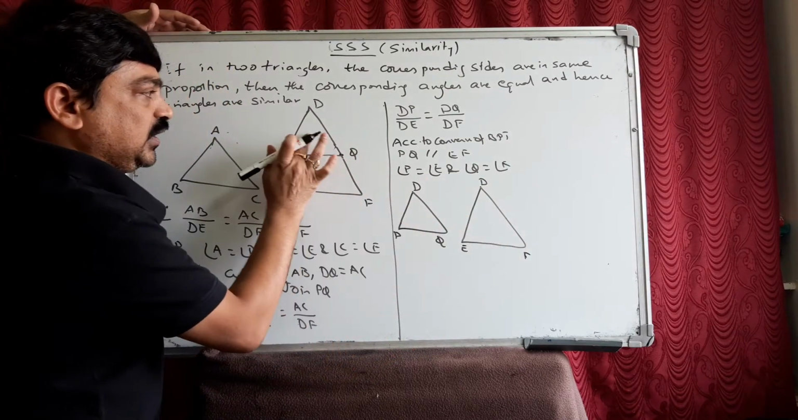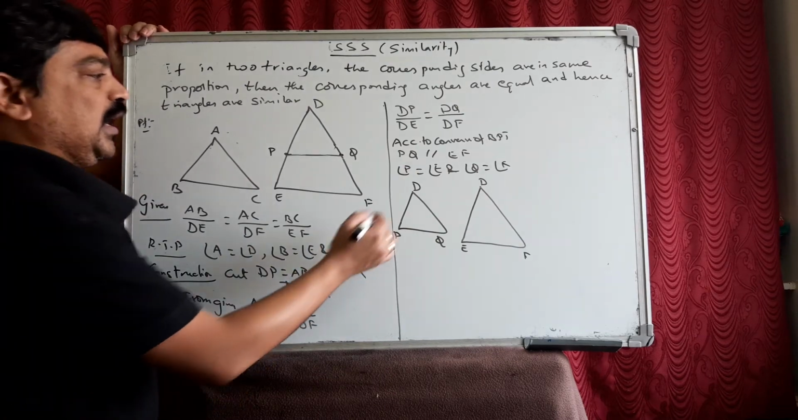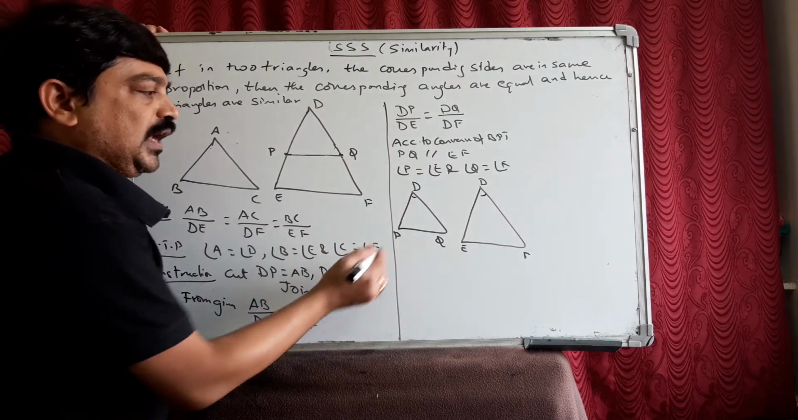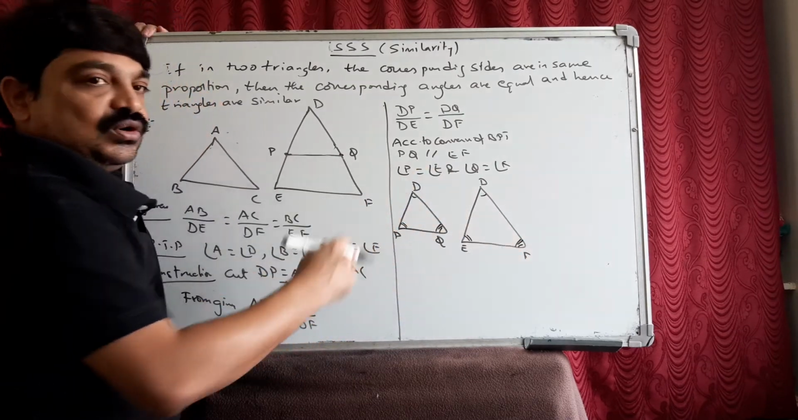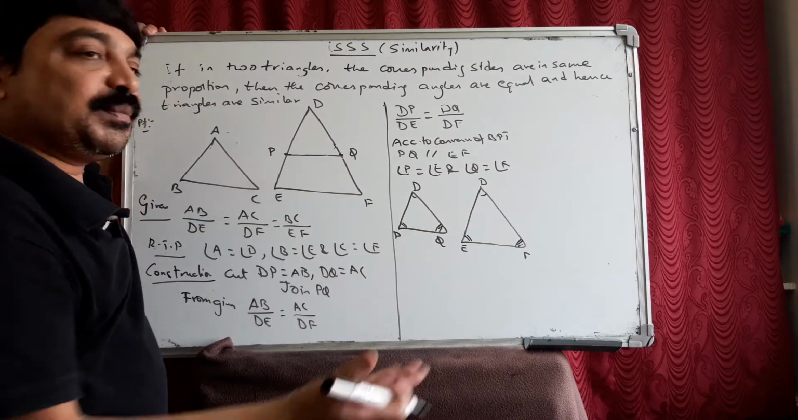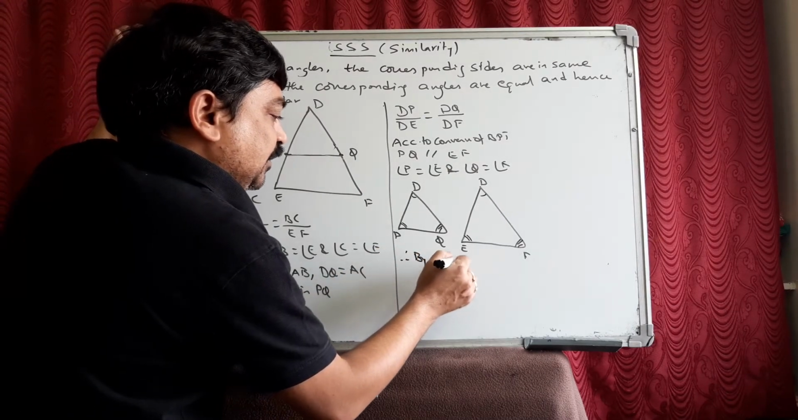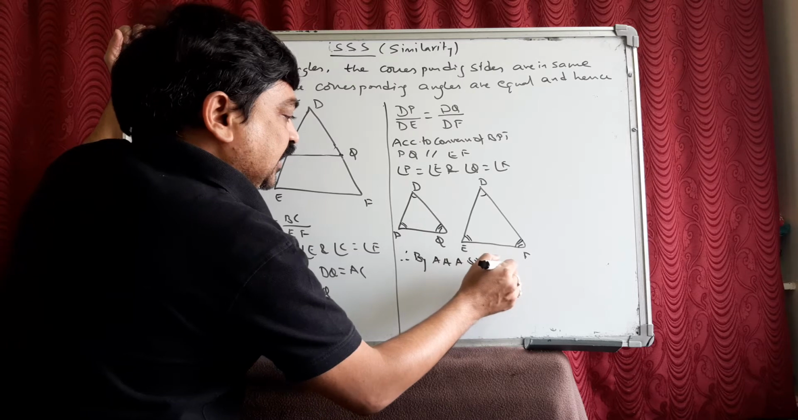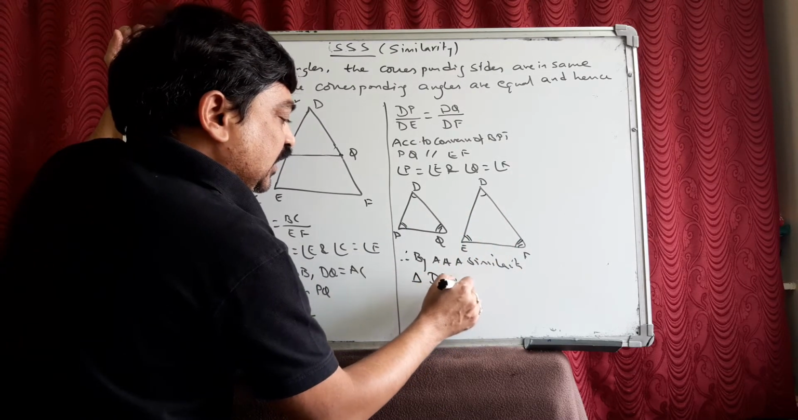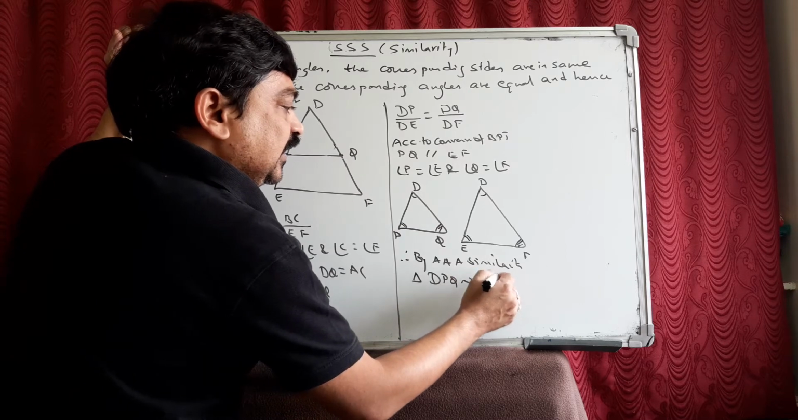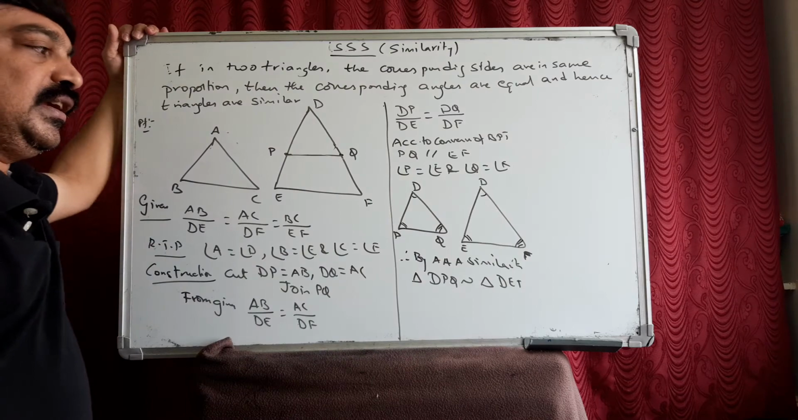I took the smaller one here, and the bigger one here. See, when we compare angles, these two angles are the same, and we proved that these two angles are the same. So these two triangles are similar according to the previous theorem, the AAA theorem. Therefore, by AAA similarity, what you can say is that triangle DPQ is similar to triangle DEF.